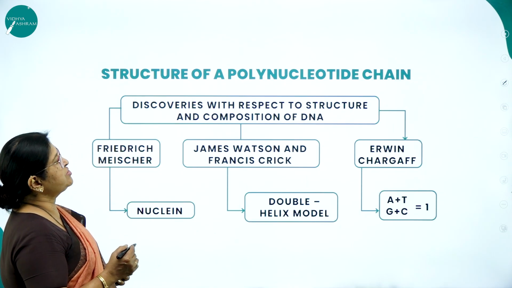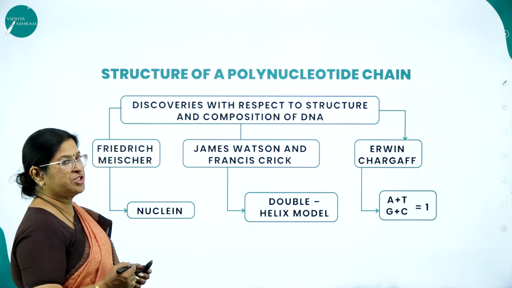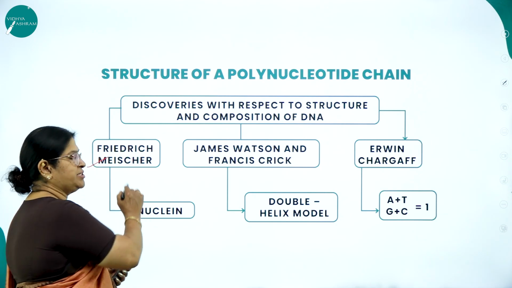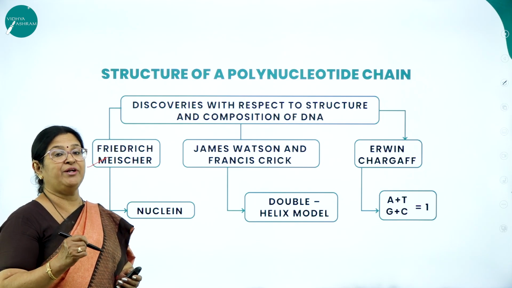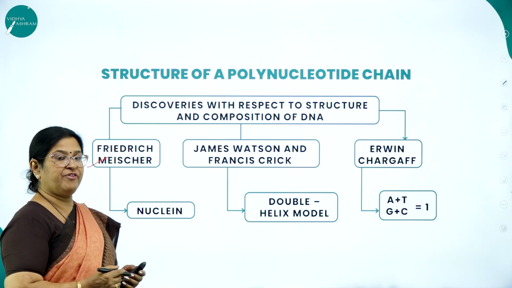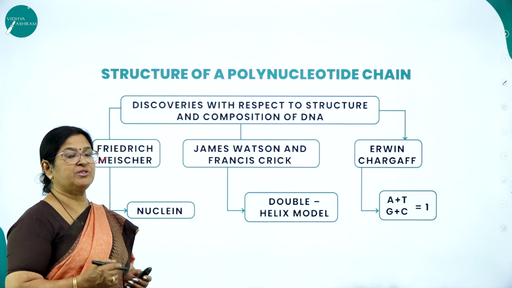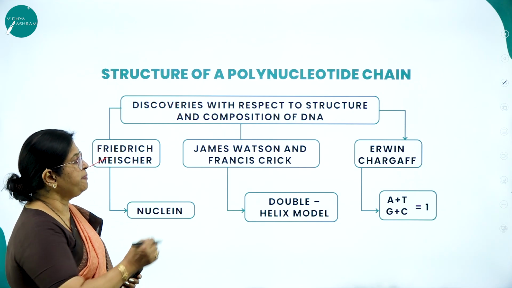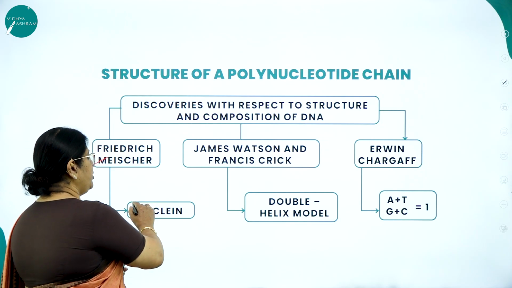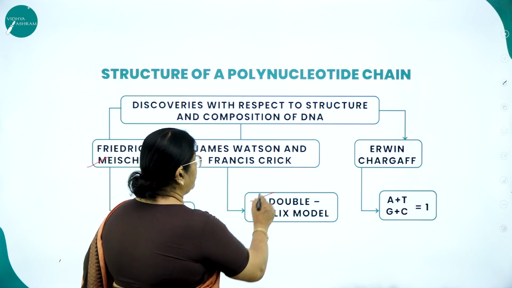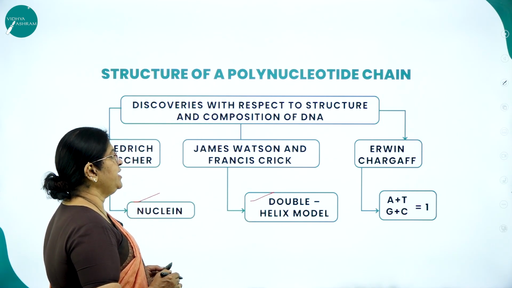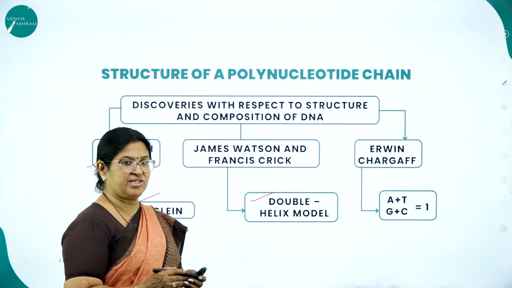Then the discoveries with respect to the structure and composition of DNA were done by Friedrich Miescher. The word nuclein came into existence because of Friedrich Miescher. Then James Watson and Francis Crick proposed the double helical model of DNA. Then Erwin Chargaff. So the double helix model of DNA was put across by James D. Watson and Francis H.C. Crick.